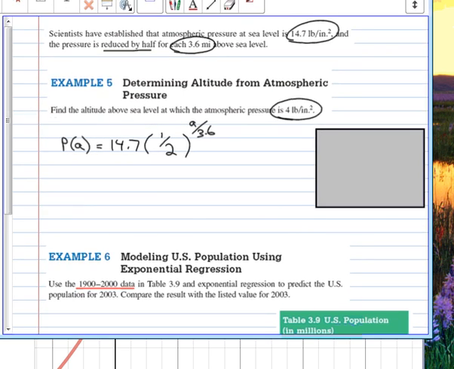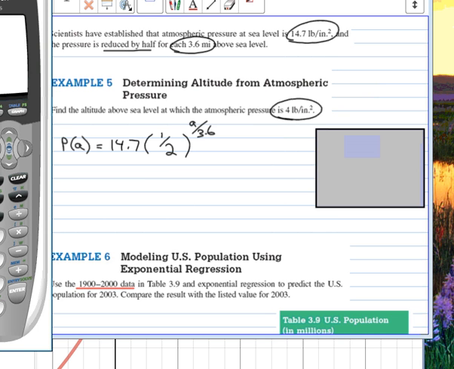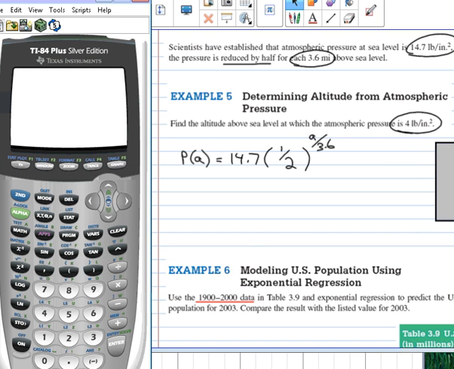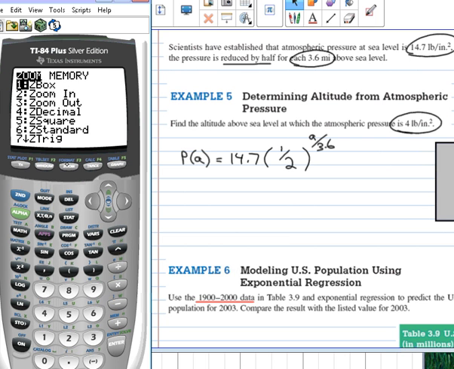Well, let's try it out. I'll even use the calculator instead of the Desmos on this one. See if I can move my calculator so it comes in the screen. There we go. So y equals 14.7 times 0.5 raised to the, and I'll need parentheses, x divided by 3.6. So there's 1, and then I want to know where it reaches 4, right? So let's make my second one at 4. I'm going to zoom fit. Let's see what happens.